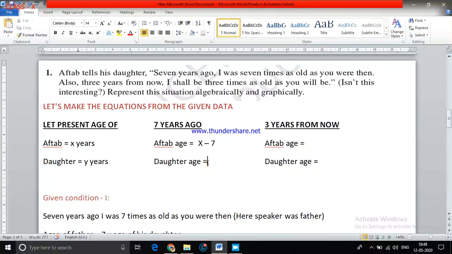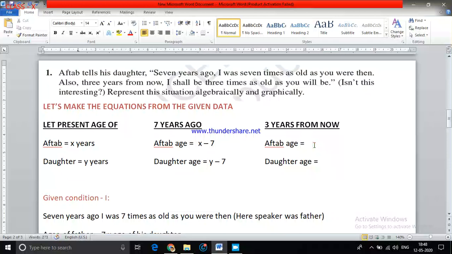So what could you say about the daughter's age? The present age of the daughter is y. So 7 years ago, what will be the daughter's age? So y minus 7. Okay. So this is the age of the father, x minus 7, and the age of the daughter, y minus 7, 7 years ago.